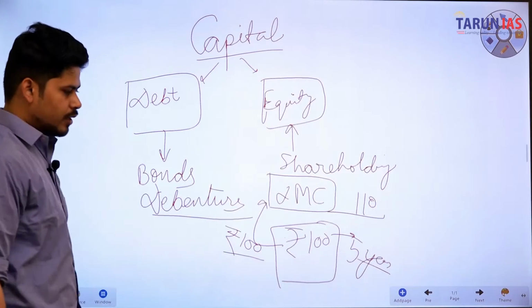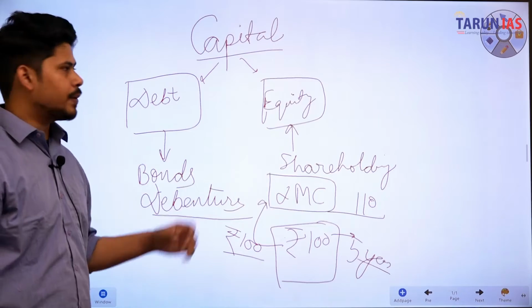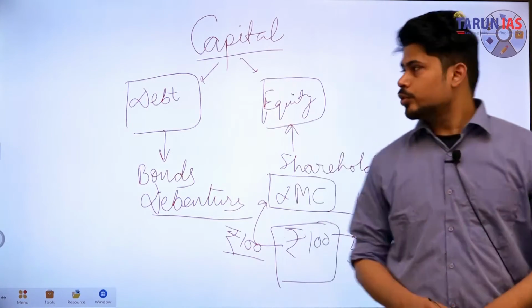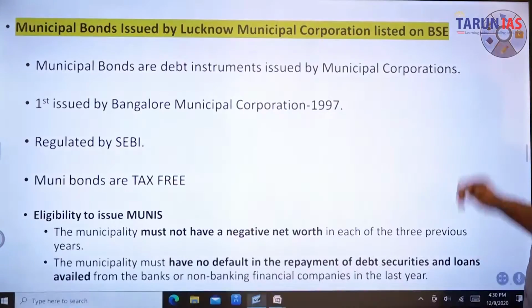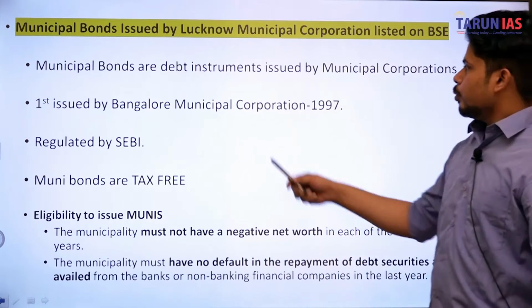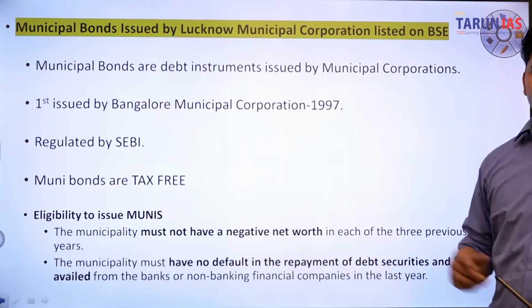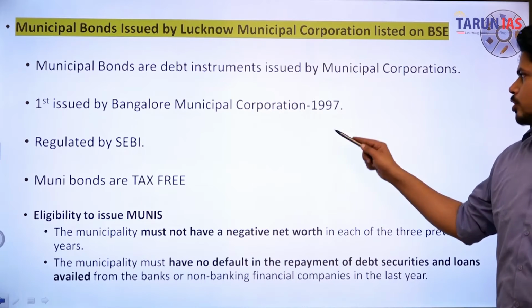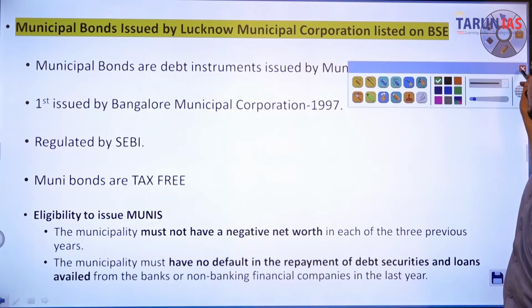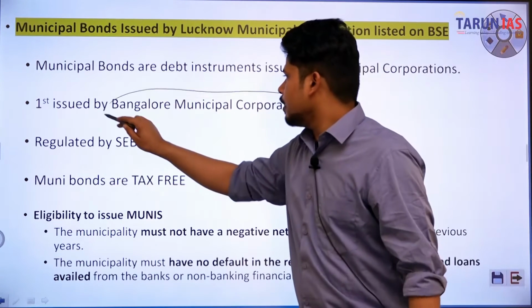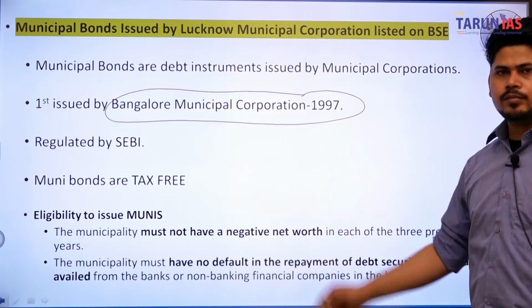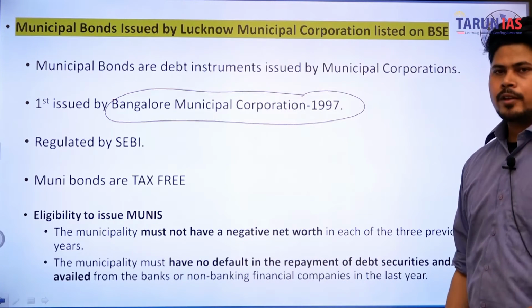तो ये तो बेसिक हुआ कि how to raise capital in capital market. तो अगर म्युनिसिपल बॉन्ड्स की बात करें तो there are two important things. First of all, municipal bonds are debt instruments issued by municipal corporations or urban local bodies. Fine. First it was issued by Bangalore Municipal Corporation in 1997. ठीक है? Bangalore Municipal Corporation 1997, because Bangalore was at that time also going through this software boom.